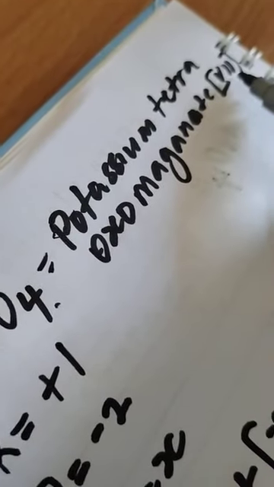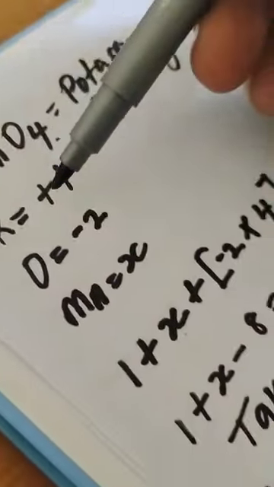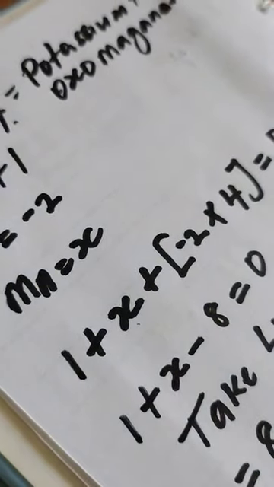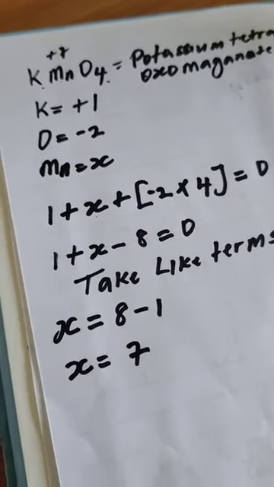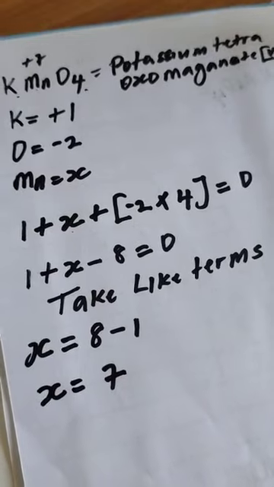And the 7 was gotten from our oxidation number calculation. So this is how we calculate questions regarding the oxidation state of an element in a compound and how to name the compound using the oxidation state.